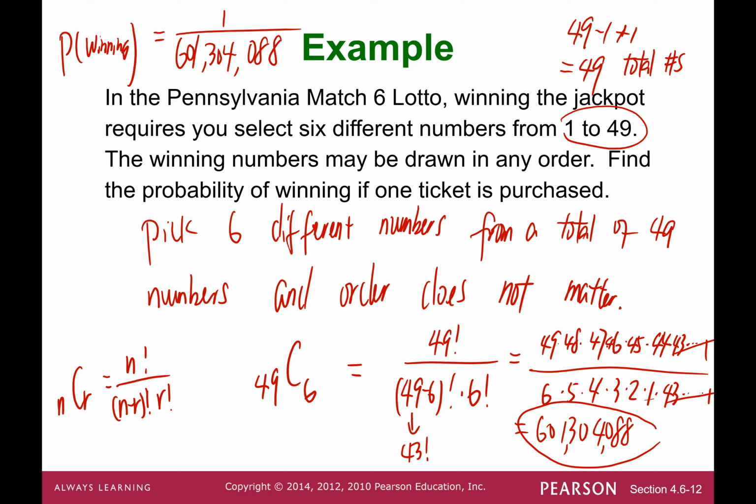This is almost impossible. That's why sometimes you hear that nobody wins a lottery game for a while, just because the chance is so low, right? This is the chance we're looking at in terms of winning this Pick 6 lottery game in Pennsylvania. Okay. Any question on this?